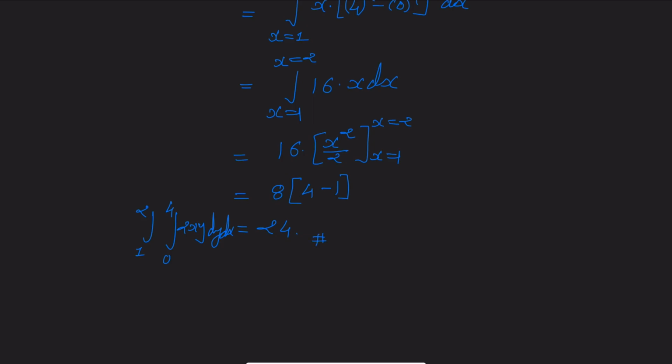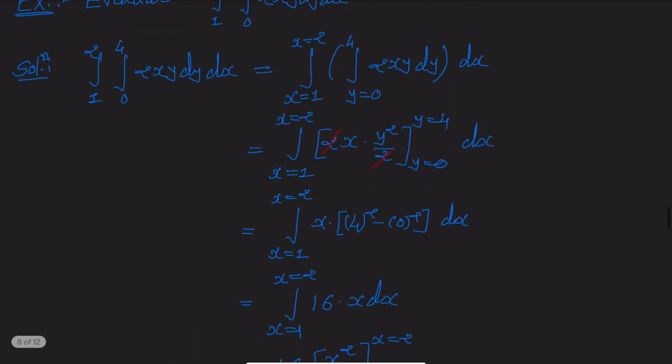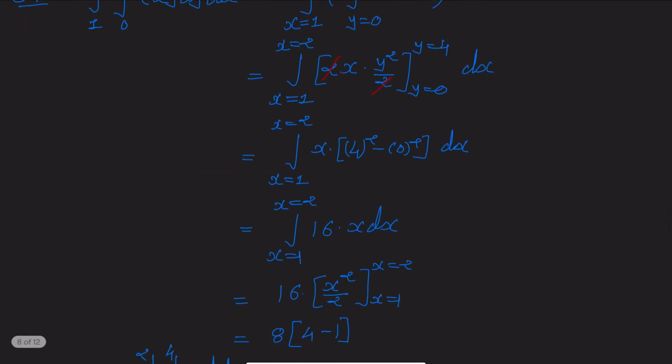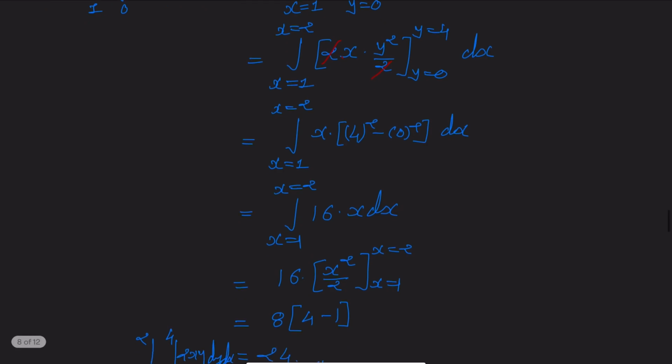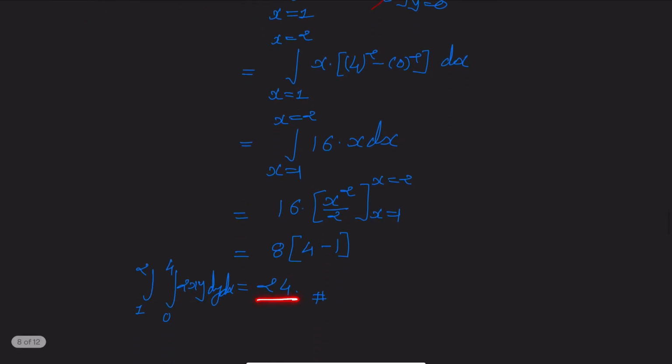I repeat the example again. 2xy dy dx. First we integrate with respect to y. You observe that when we integrated with respect to y, after that everything is in terms of x only. Then we integrate with respect to x, we substitute the limit, and the final answer is always a number. Let us discuss one more exercise.